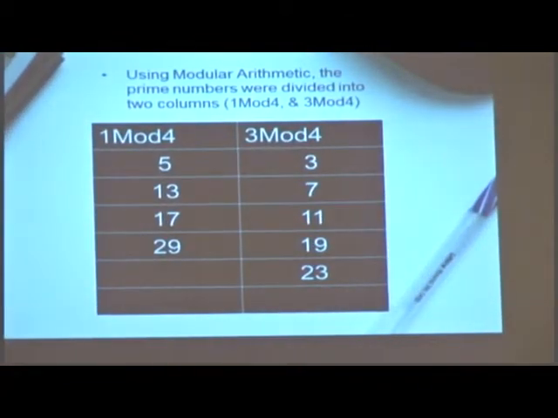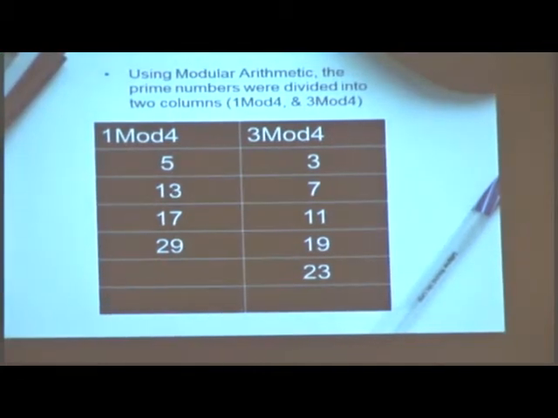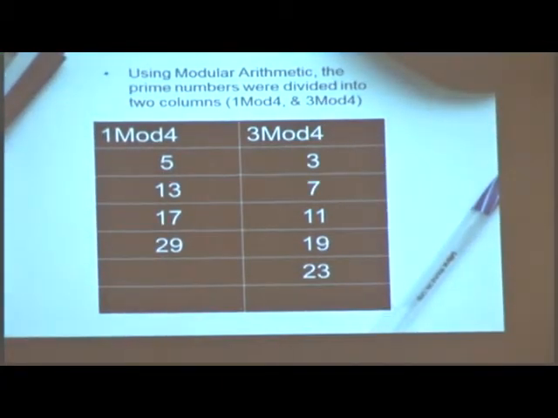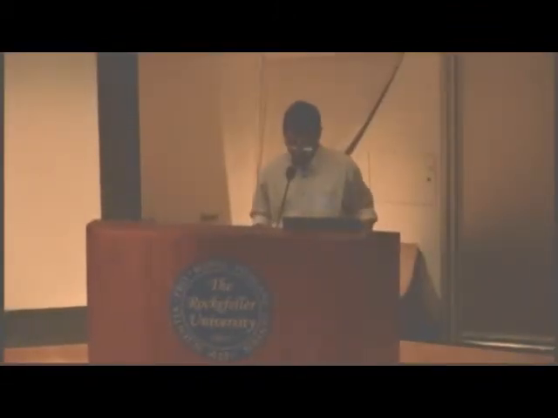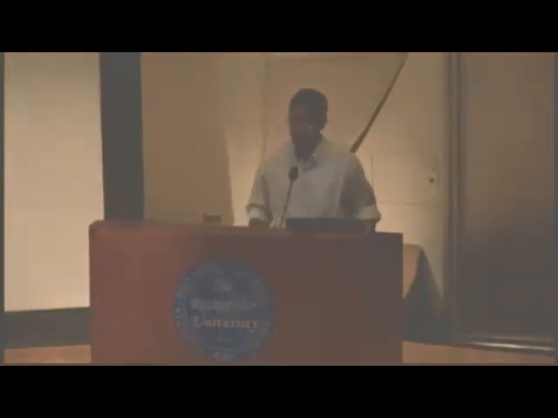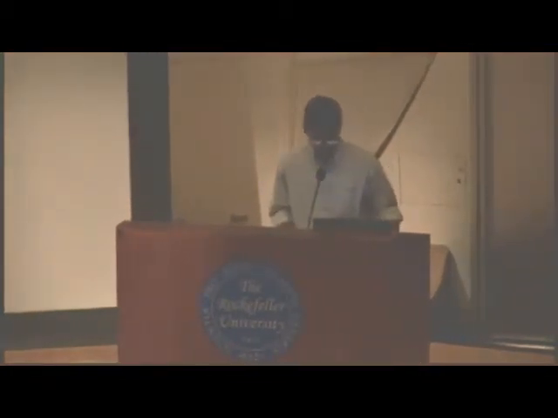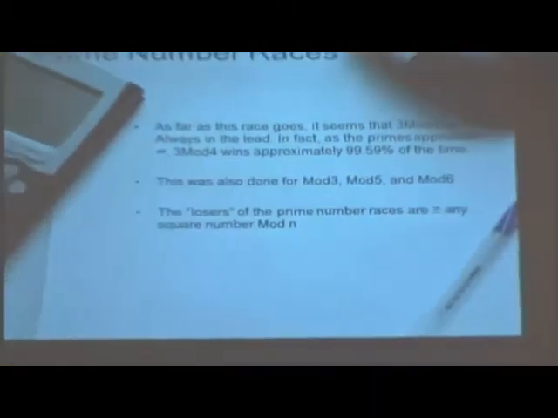So for example, 3 divided by 4 is 0, remainder 3, so it falls into category 3 mod 4. 5, remainder 1, falls into 1 mod 4. It turns out that the prime numbers are more or less evenly divided into these two categories, but there is, however, a tendency towards 3 mod 4 over 1 mod 4. And it turns out that 3 mod 4 is in the lead just about 99% of the time as our number of primes approaches infinity.